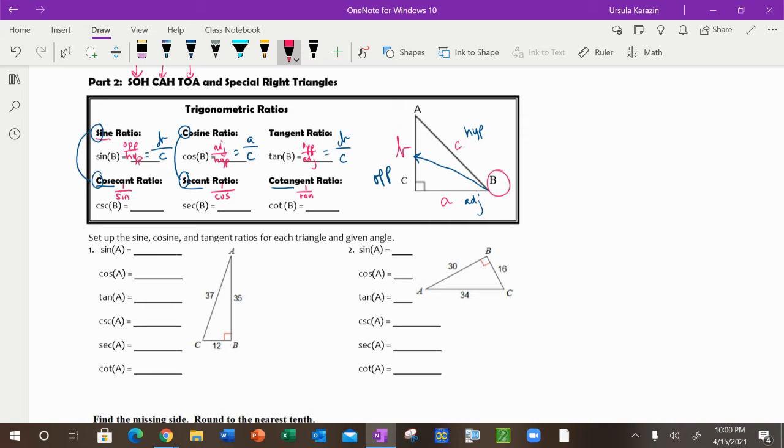Now remember, taking a reciprocal is easy for a fraction. You just flip it. So if sine is b over c, then the cosecant will be c over b. It will be just the reciprocal. And then for cosine, if it's a over c, then the secant will be c over a. And then the cotangent is the reciprocal of tangent, so it's c over b.